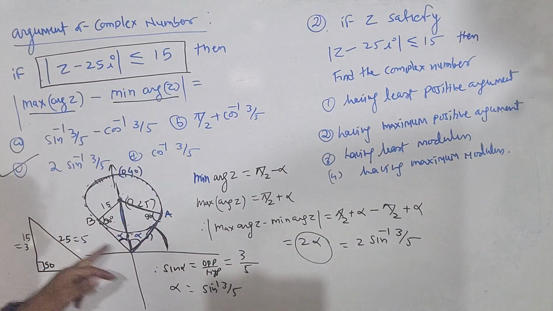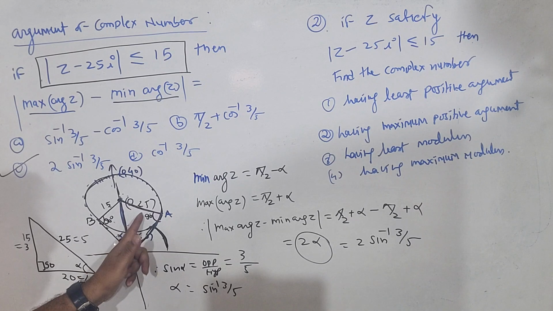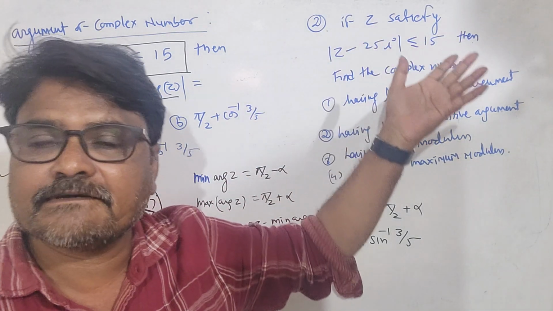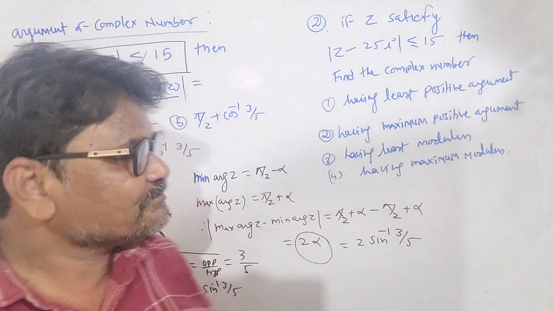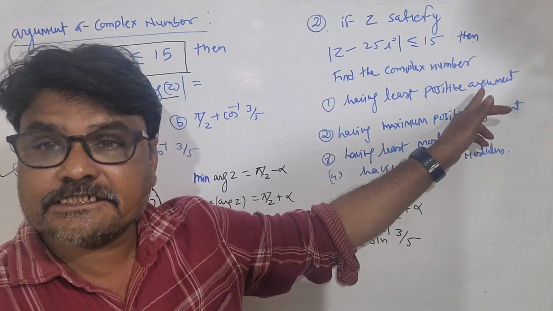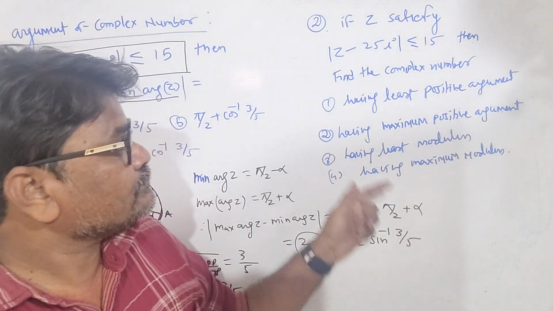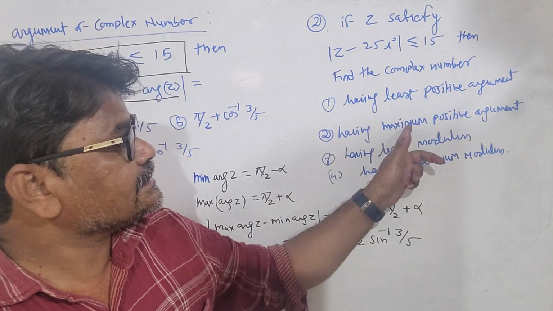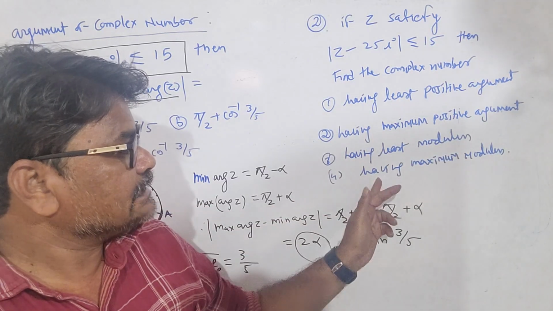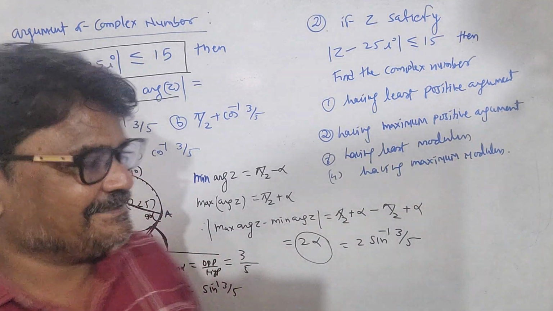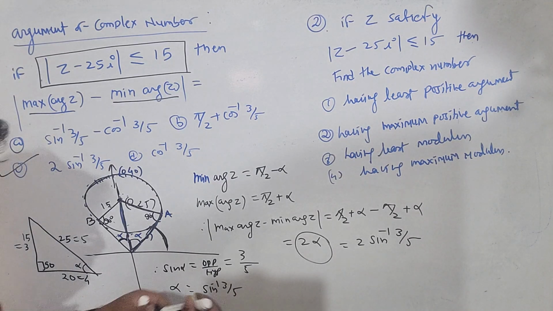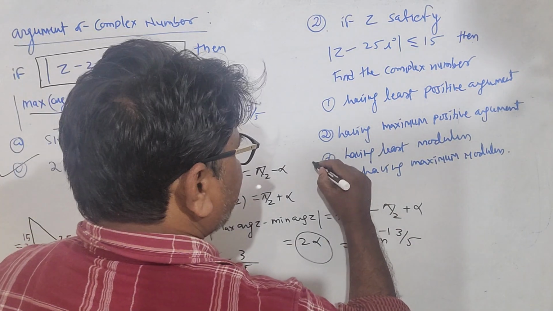So therefore this is a circle with center (0, 25) and radius 15. z lies inside or on the circumference of the circle. Now you have to find the complex number having the least positive argument, the maximum positive argument, the least modulus, and the maximum modulus. From here this question can be very easily answered.